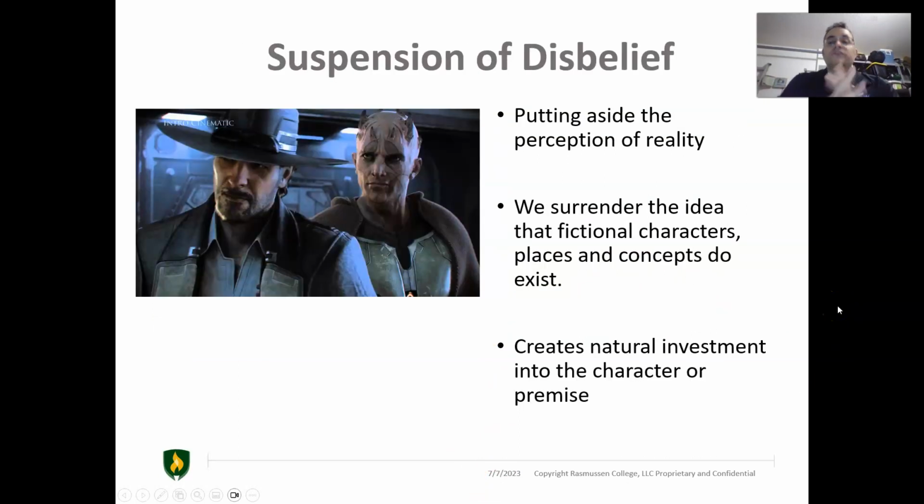Now, we also have to keep in mind that as we create these characters, we want to put aside that suspension of disbelief that this character could exist in real life. So we have to put aside that perception of reality. So we have to build these characters to assume that this character could exist in the real world. And we have to find a way to develop these characters so that the viewers surrender the idea that fictional characters and places and concepts do exist. And this creates natural investment into the character from not only the artist, but also from the viewers and the people that enjoy this character over time.